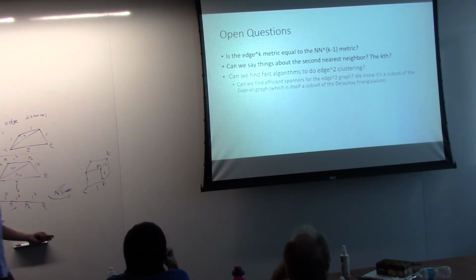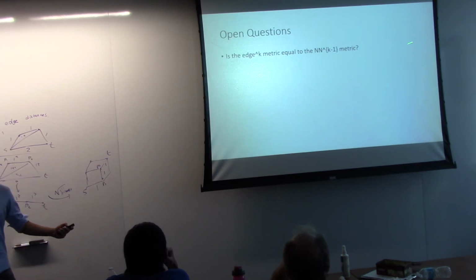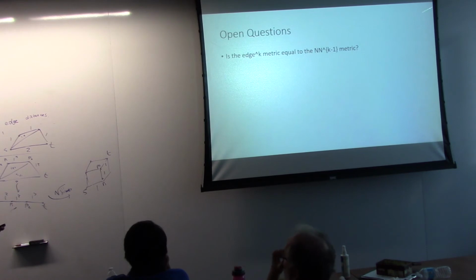So we just have a few open questions to end this. Is the edge k metric equal to the nearest neighbor to the k minus 1 metric? We think this is true. This answers the question of why edge squared and not edge cubed. Turns out when you take k less than 2, it's not true, by the way.